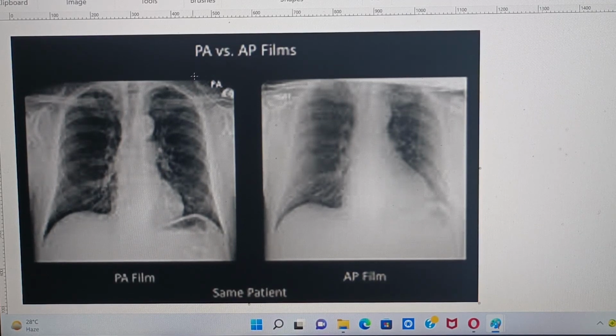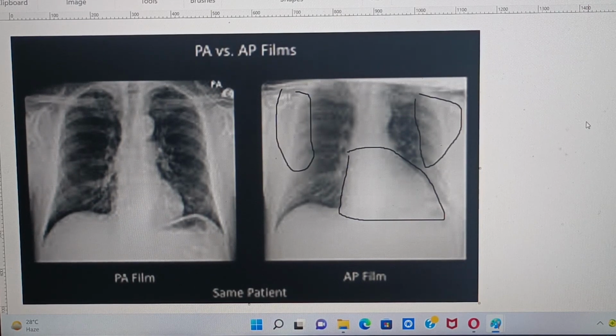So you can see in the PA film the heart size looks normal, while in the AP film the heart size will be seen as enlarged. Although it is not enlarged, it will seem that the heart size is more. Plus, you can see in the PA film, the scapulae are out of the lung field, while in this case, you can see the scapulae are partially in the area of the lung field. So these 2 points are very, very important for the PA and AP. I will make a separate video on this topic also.